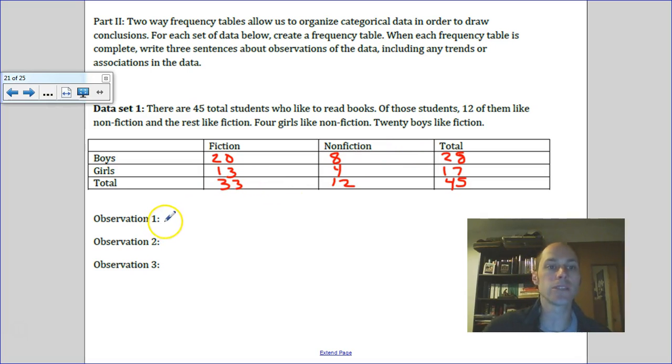So go ahead, what do you notice? What are 3 observations you make? What are the different trends you notice? Restart the video when you're ready to see my observations.